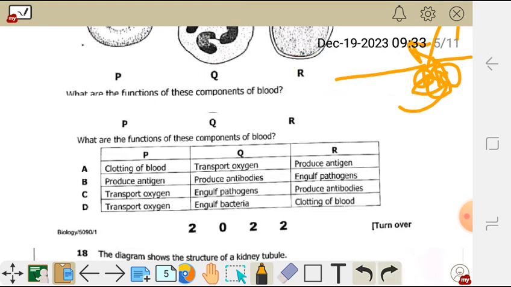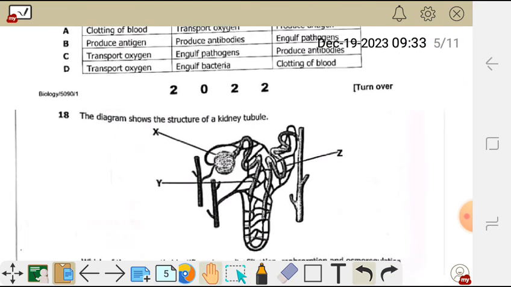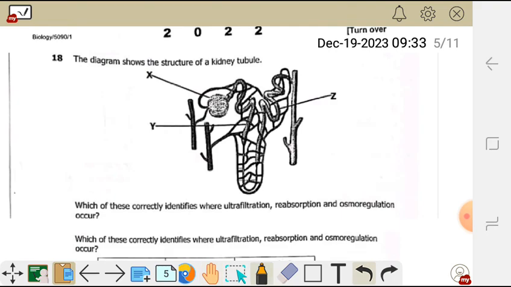We move on to question 18. So question 18. The diagram shows the structure of a kidney. So this is a structure of a kidney, a nephron to be specific. So which of these collectively identifies where ultrafiltration, reabsorption, and osmoregulation occur? So which of these labeled parts shows where ultrafiltration, reabsorption, and osmoregulation take place.